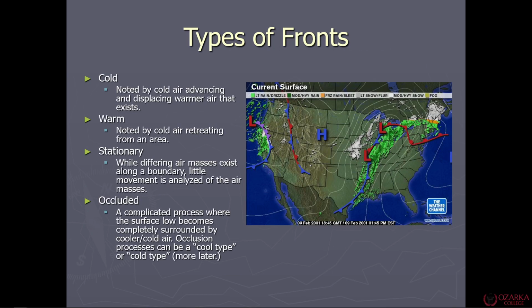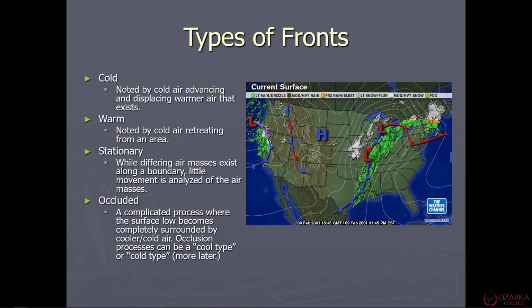So what kind of fronts do we have? You need to know all these types of fronts. I promise you, you're going to see these again, okay? A cold front is noted by cold air advancing and displacing warmer air that exists. A warm front is noted by cold air retreating from an area. A stationary front: while differing air masses exist along the boundary, little movement is analyzed in the air masses. They just sit there, okay?